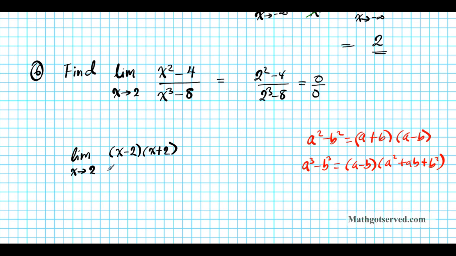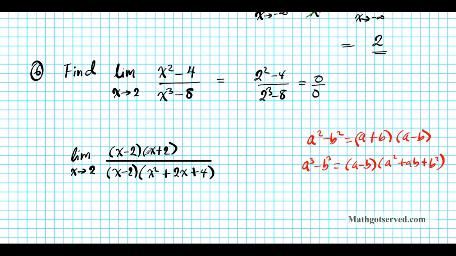That whole thing divided by, and if you factor the denominator, you're going to have x minus 2 times x squared plus 2x plus 4. Because in this case, a is x and b is 2. Just simply take the cube root of these two terms to figure out what a and b are. Okay, so there goes the factored form, and we can see that the factor causing the non-existence of the limit is a removable discontinuity.